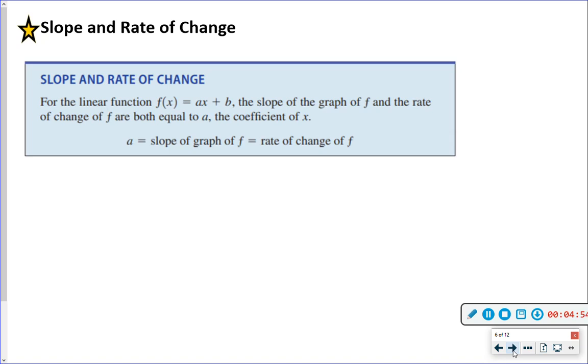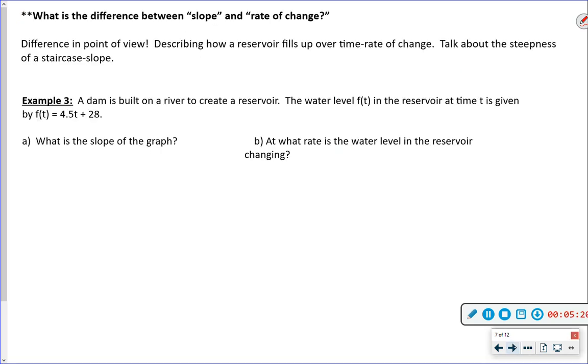and rate of change. That's what we practiced yesterday. Now remember, slope and rate of change, really the same thing. It's just a wording, how you represent it. So for the linear function, of course, the slope of the graph and the rate of change are both equal to a, your coefficient on x. We know that the number in front of x is the slope, and now we call it the rate of change.